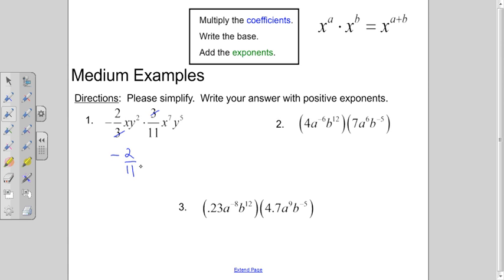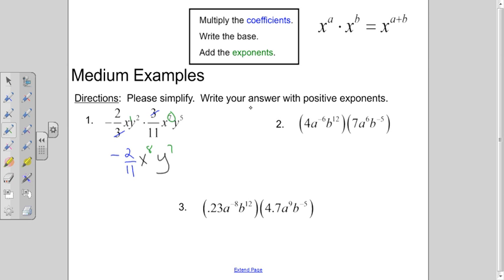Okay, so then we will write the base. Notice we have multiple bases here because it's a medium example. So I'll write the x, and then I'll add the exponents, which the exponent here is 1. The exponent here is 7, so that's going to be x to the 8th. Then we're going to write the next base, which is y, and add those exponents, which 2 and 5 is 7.